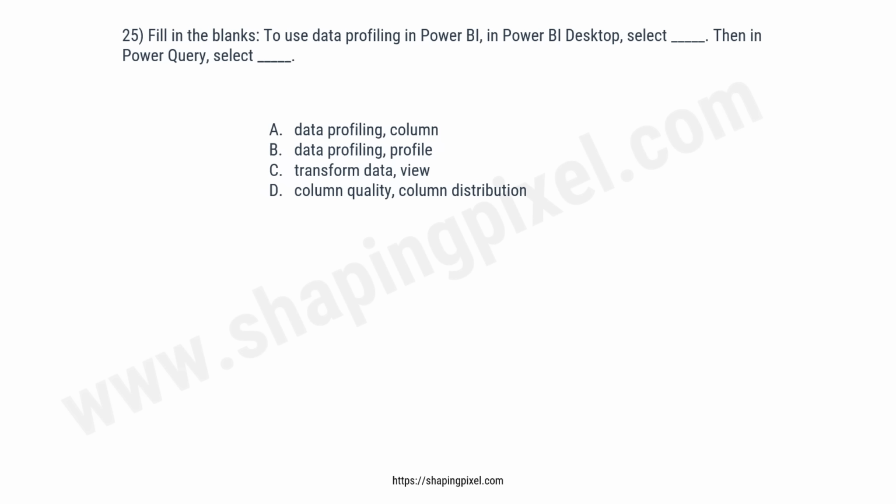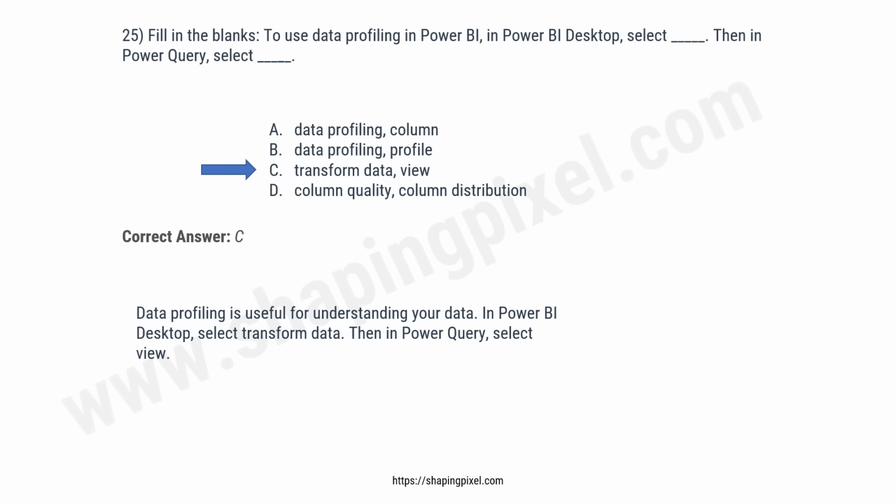Question number 25. Fill in the blanks. To use data profiling in Power BI, in Power BI Desktop, select dash, then in Power Query, select dash. So we have four options. Option A, data profiling, column. Option B, data profiling, profile. Option C, transform data, view, and option D, column quality, column distribution. So the right answer here is option C, transform data, view. Data profiling is useful for understanding your data. In Power BI Desktop, select Transform Data, then in Power Query, select View.